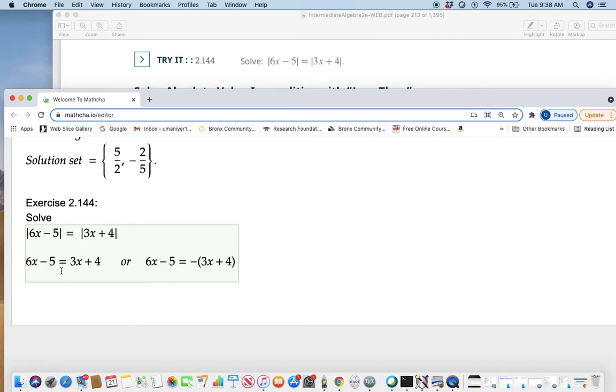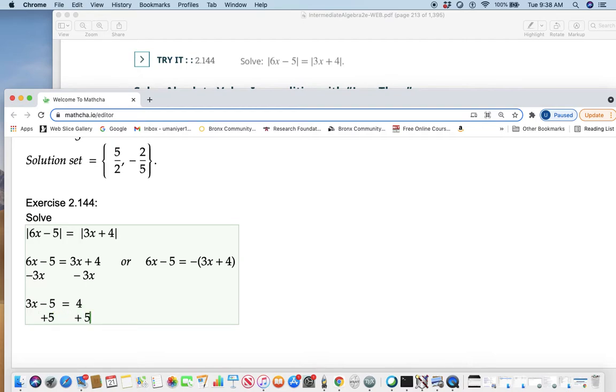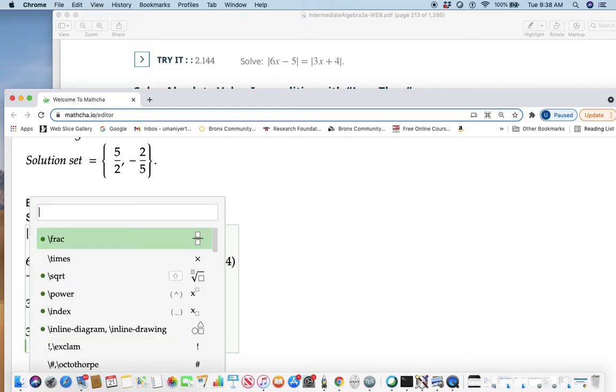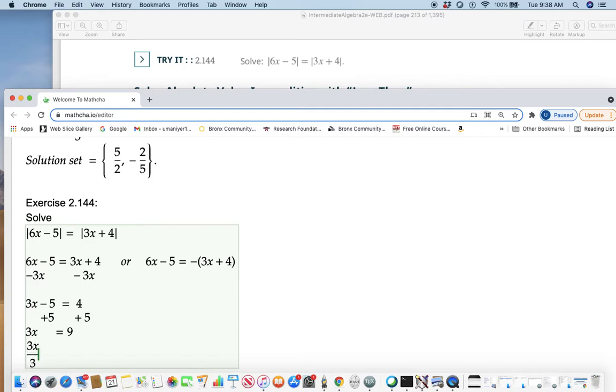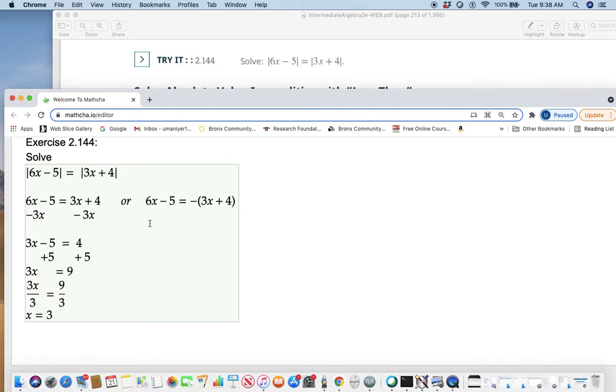Solve each equation separately. Subtract 3x from both sides. 6x minus 3x is 3x minus 5 equals 3x minus 3x plus 4. Add 5 to both sides. 3x equals 9. Divide both sides by 3. This gives you x equals 3.